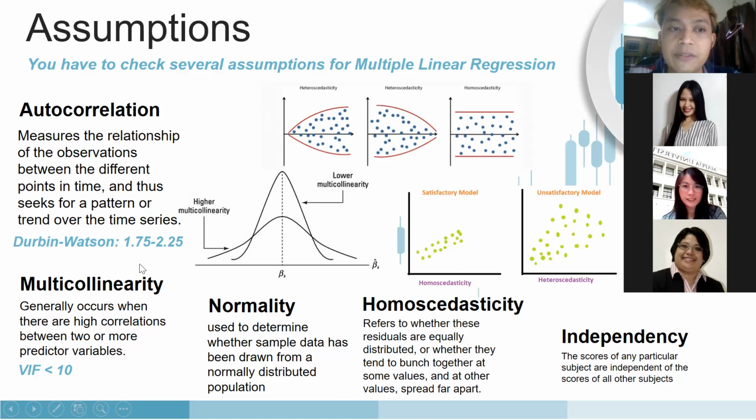So for the Durbin-Watson, we have the value 1.75 until 2.25, which means that there is no autocorrelation. If it is higher or lower, then there is autocorrelation, either positive or negative. And of course, the VIF is for multicollinearity. So these two are actually quite important if you would like to show an equation using multiple linear regression.